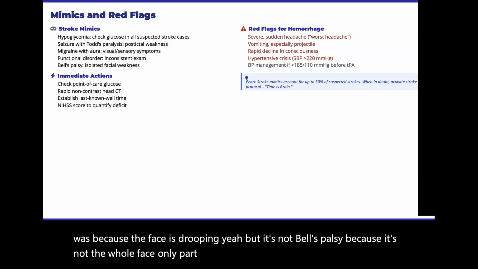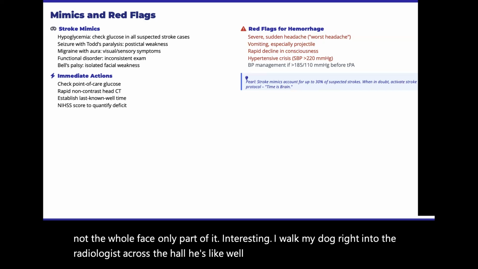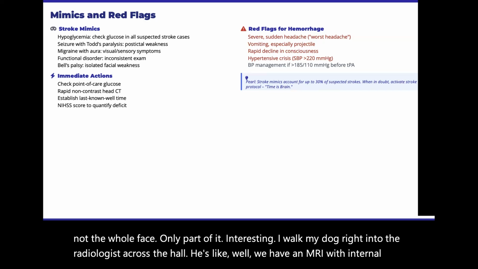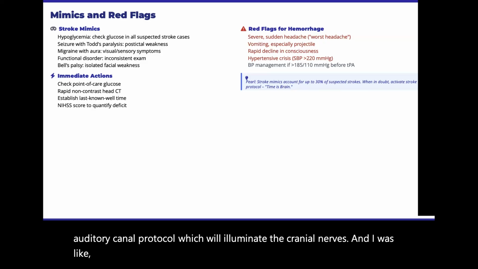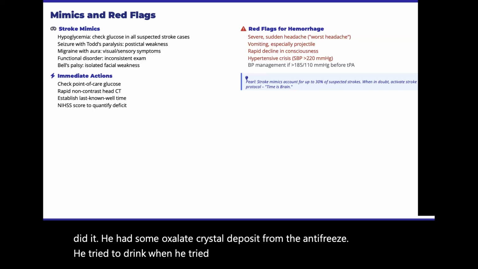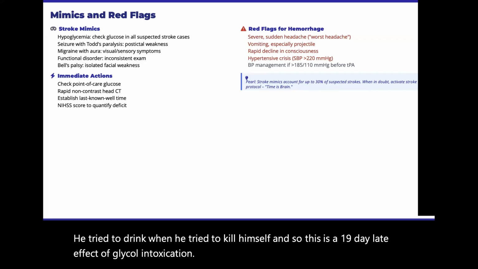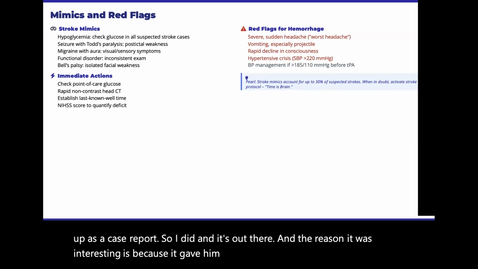Interesting. I ran into the radiologist across the hall. He's like, well, we have an MRI with internal auditory canal protocol, which will illuminate the cranial nerves. And I was like, oh, cool, let me check that out. Suffice it to say, we did it. He had some oxalate crystal deposit from the antifreeze he tried to drink when he tried to kill himself. And so this is a 19-day late effect of glycol intoxication. I'm like, that's very interesting, let's write that up as a case report. So I did, and it's out there. And the reason it was interesting is because they gave him high dose steroids, assuming it was Bell's palsy.